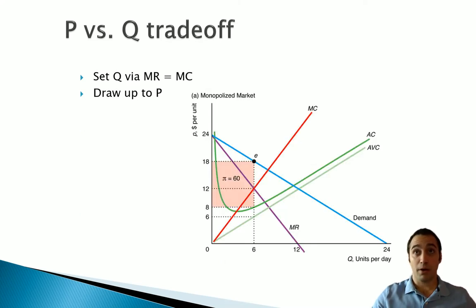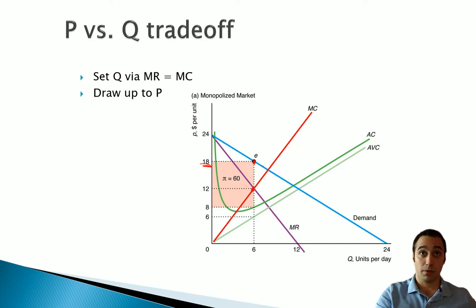We can do similar exercises graphically, and this might seem familiar from principles. So let marginal cost, demand, marginal revenue, average cost, and average variable cost all be given as thus. Follow the same steps. First, how do we find our price? Well, we find our price by setting marginal revenue equal to marginal cost. They intersect here. Trace that up to price. It looks like our price should be 18.